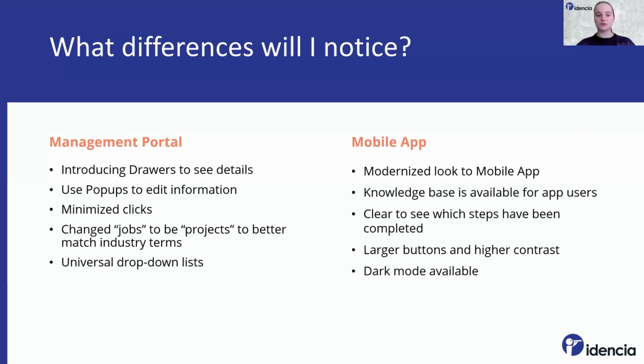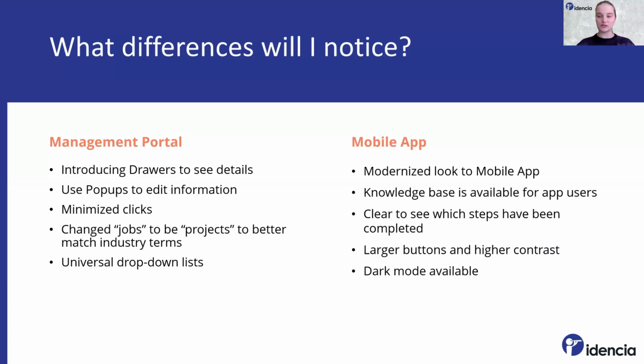On the management portal in specific, you'll see some drawers that we've introduced so that you can see specific details about your products faster, using pop-ups to edit information instead of re-navigating you to an entire new screen, which helps minimize clicks overall. We've also changed the term jobs on your management portal to be the term projects instead, to better match some industry terms, and created universal drop-down lists, which I'll be showing you when we get to the demo. For the mobile app, we've modernized the look of the mobile app.